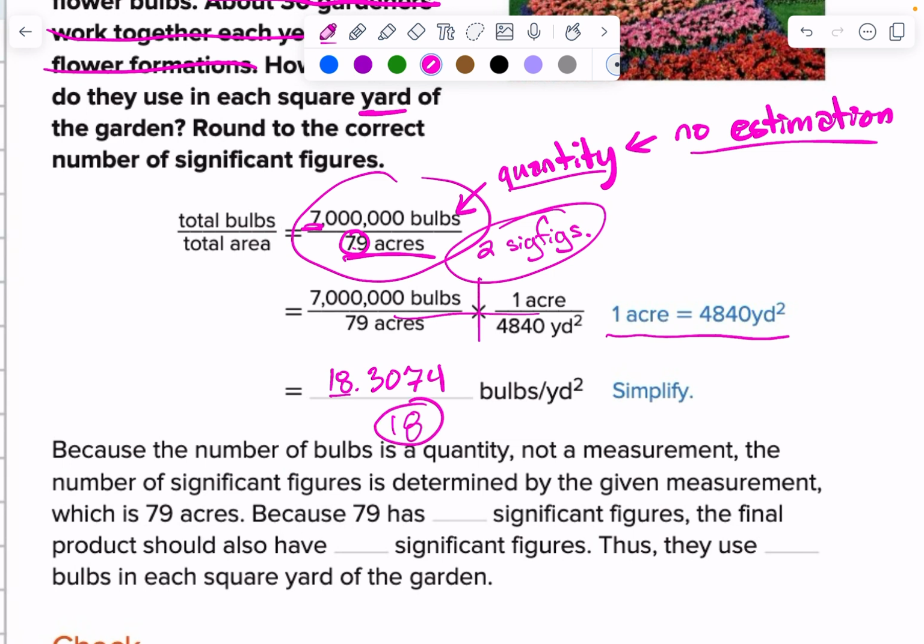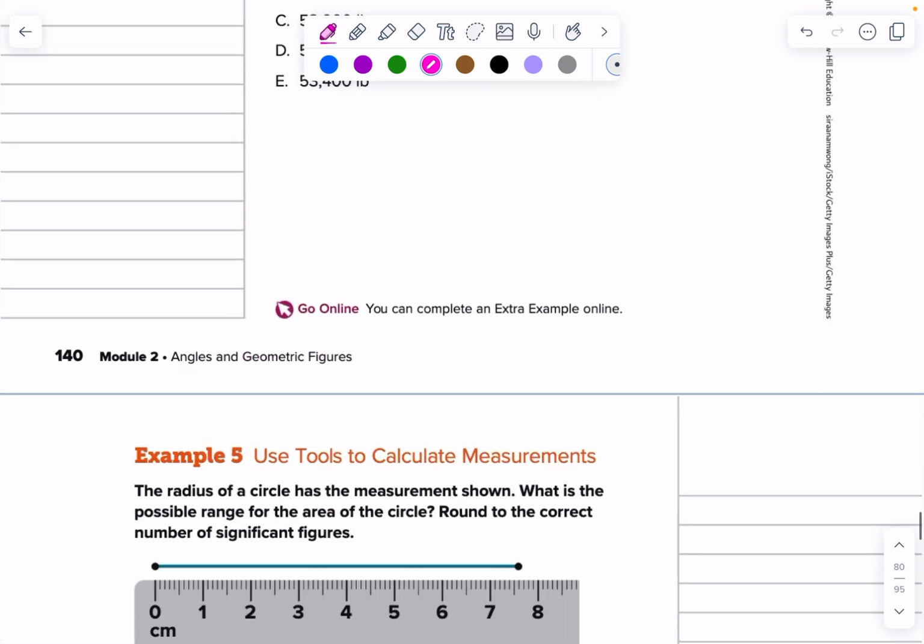Now it tells you down here again that because the number of bulbs is a quantity and not a measurement, the number of sig figs is determined by the measurement, which is 79, and 79 has 2 sig figs, so my final answer can only have 2 sig figs. Thus they use 18 bulbs in each square yard. Okay, so that's a funky weird thing.